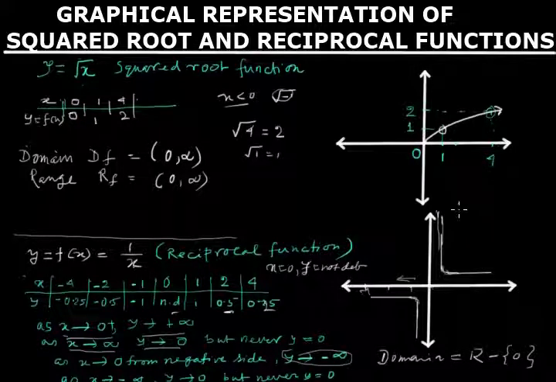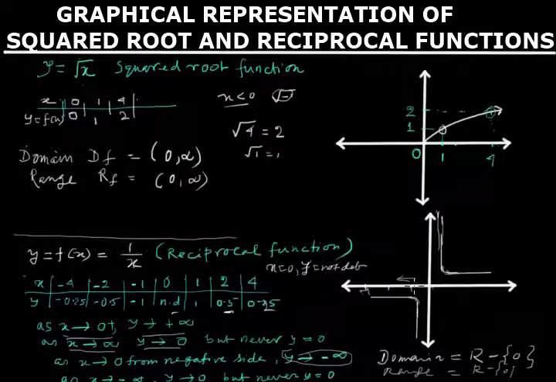And the domain is R minus 0, and the range is also R minus 0. Thus, no value of x makes it intersect the x-axis, so no value of y is 0, so the range is also R minus 0. Okay.